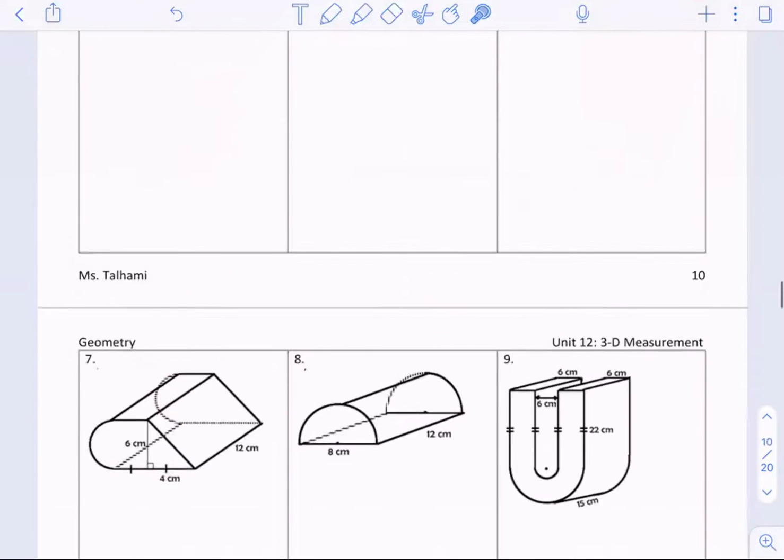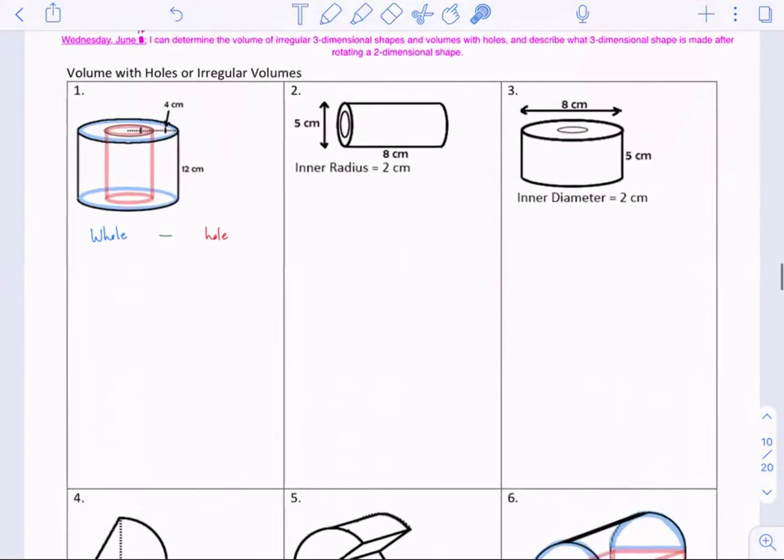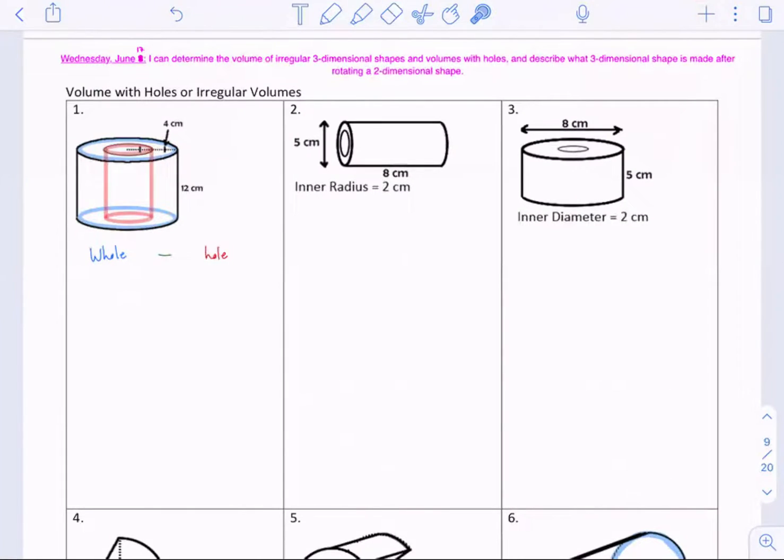I want you to pause the video and try doing as many of these volumes that you can. And then I want you to come back and see all the colors and the labeling and all the answers that we have for you. But you do still have to come back because we still have to do the second part of our goal, which is describing a three-dimensional shape after it's rotating. So once we go through all of these, we're going to learn how to rotate a two-dimensional shape.